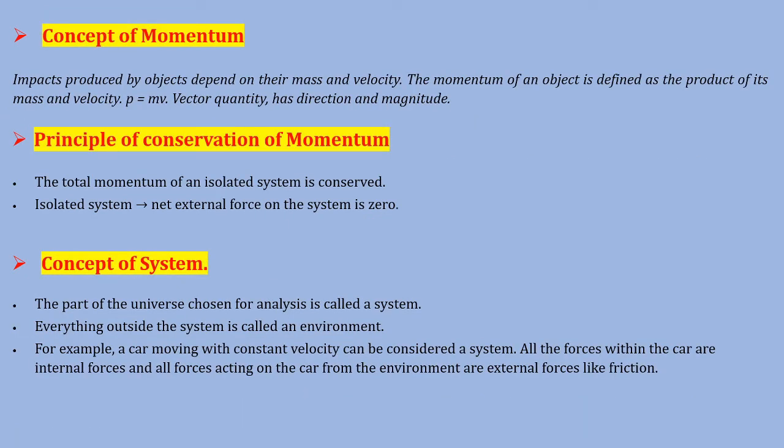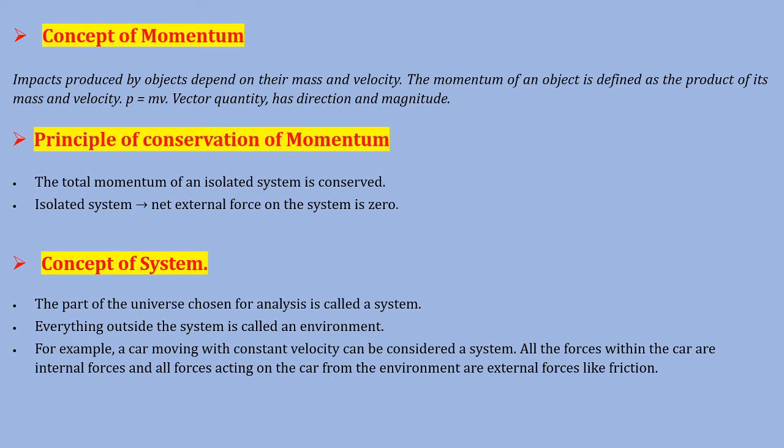Now, the concept of momentum. Impacts produced by objects depend on their mass and velocity. The momentum of an object is defined as the product of its mass and velocity, that is P equals m into v. It is a vector quantity and has direction and magnitude. Now, principle of conservation of momentum. The total momentum of an isolated system is conserved. An isolated system means the net external force on the system is zero.